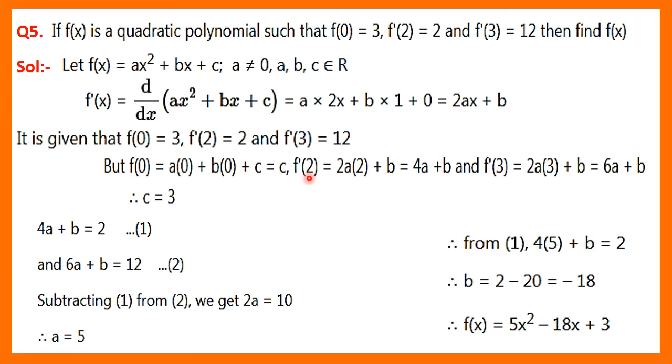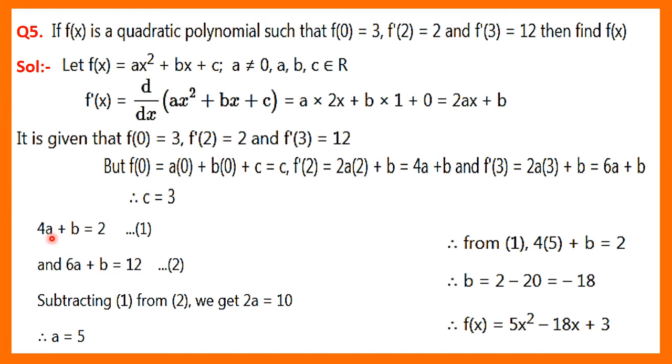Also, f dash of 2 means in the function f dash x, that is 2ax plus b, we will write x is equal to 2. That is 2a into 2 plus b, that is 4a plus b. As well as f dash of 3 is equal to 2a into, in place of x we will write 3 here in f dash of x. That is 2a into 3, 6a plus b.